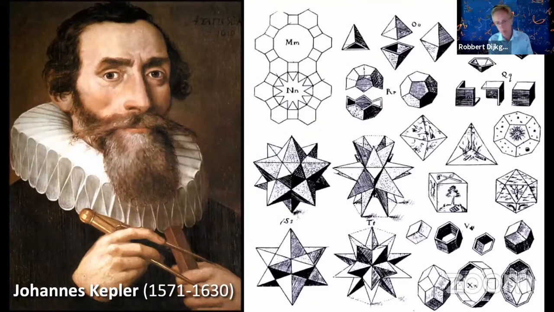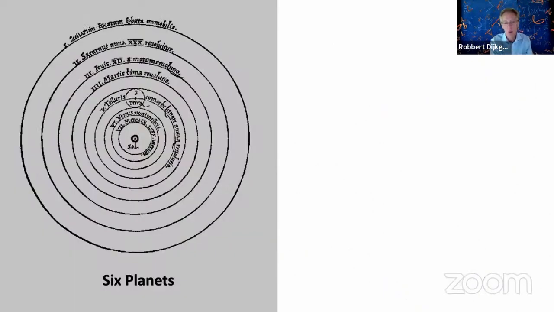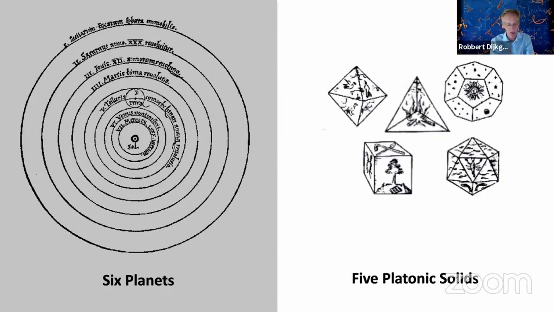Now, Kepler was absolutely fascinated by geometry and by the Platonic solids. And in his youth, when he was still very young, he had a cosmology based on this. It's a famous story. At that point, he wanted to explain why there are six planets. There were six known planets at that time that, in the Copernican model, would rotate around the sun. And he knew there were five Platonic solids.